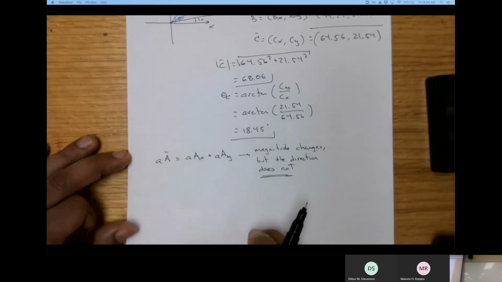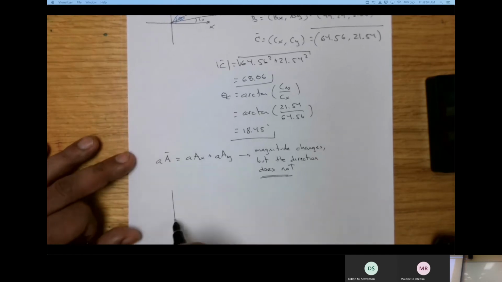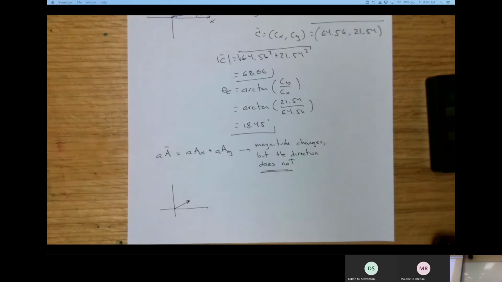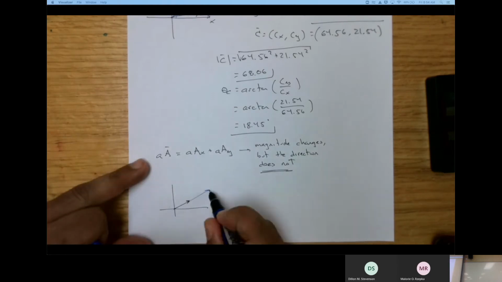Okay, so if you have a vector and you multiply by a factor of 2, then you just make a vector that is twice as long, but it's pointing in the same direction.